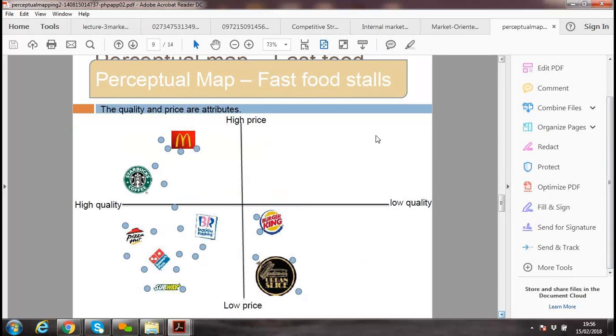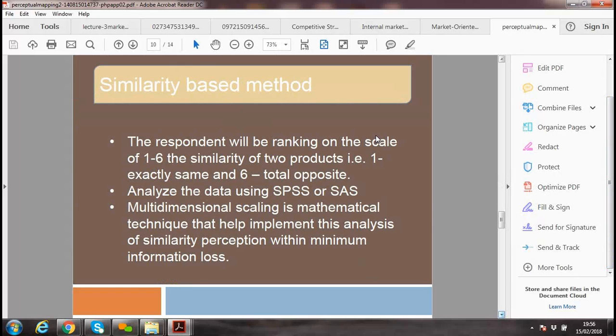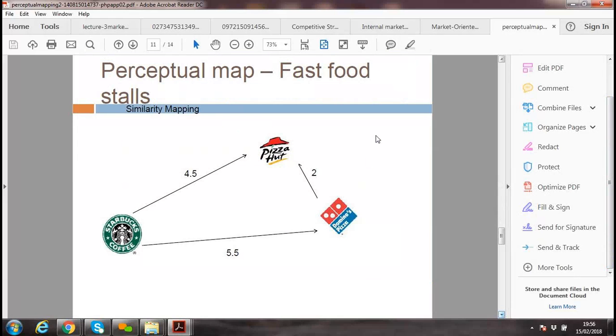Like quality and price attributes: high price, McDonald's, Starbucks. People have a perception of high quality, low price. Maybe some people perceive low price but still high quality. Some people have a perception that Burger King and various others are low quality and low price. These are the perceptual maps we can show for our product, based on our research. We can use different methods. Perceptual map, fast foods, similarities: these are similar.